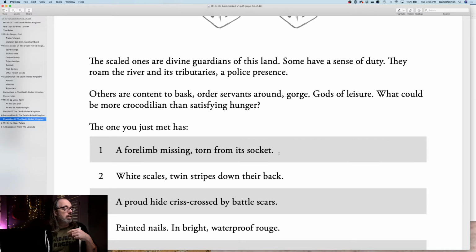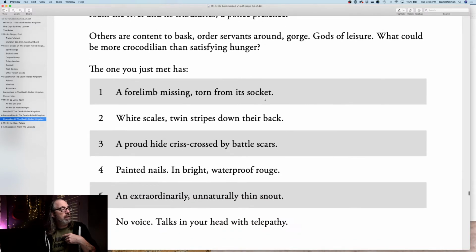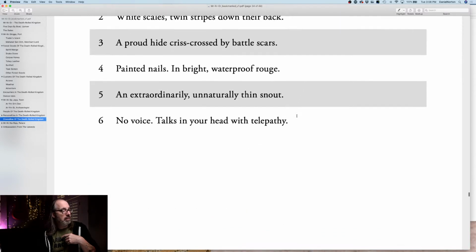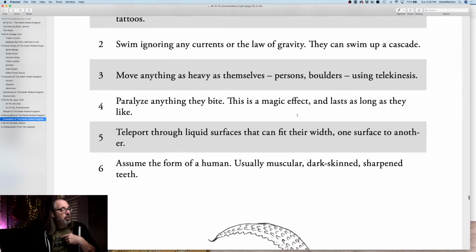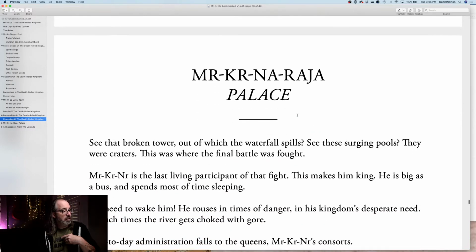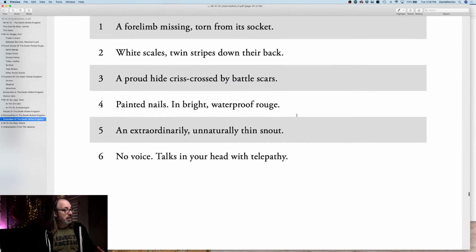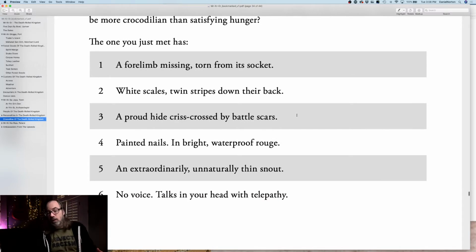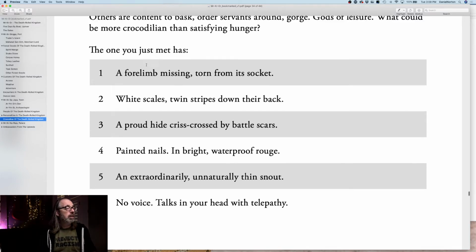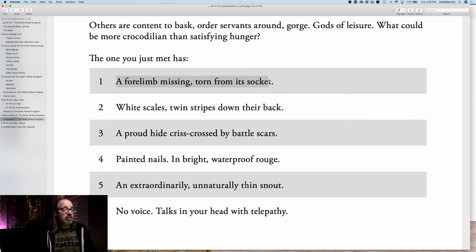Oh, looks like we're getting a little Miller. All right, so let's see. The scale 1 is divided Guardians of the Land. Tells you a little bit about them, right? Now we have the one you just met, and the power 2. And these are 6-sided dice, it looks like. Okay, so we need 2d6, which I don't have any dice, of course. I don't know why I didn't get dice, so I'm just going to ask the Alexa, pick a random number between 1 and 6. The random number between 1 and 6 is 1. Okay, so this one's got a 4-limb missing, torn from its socket.